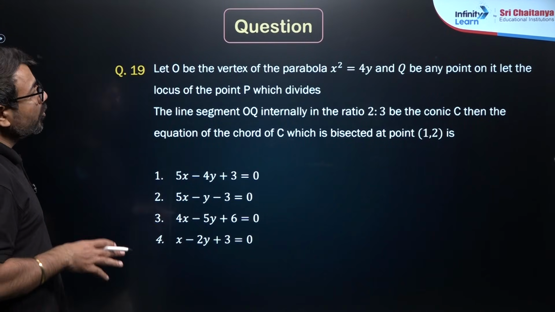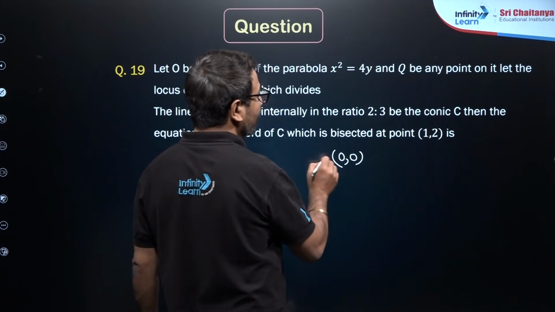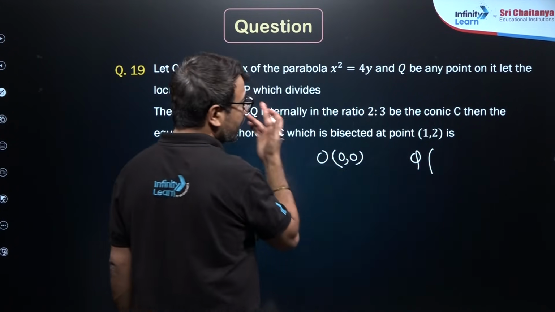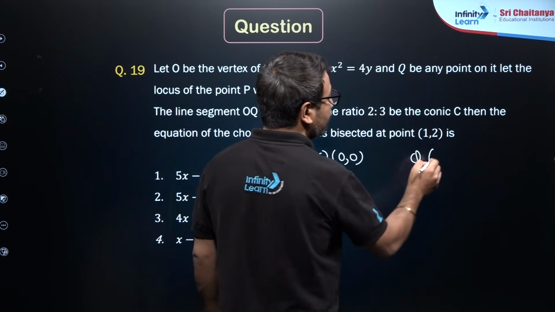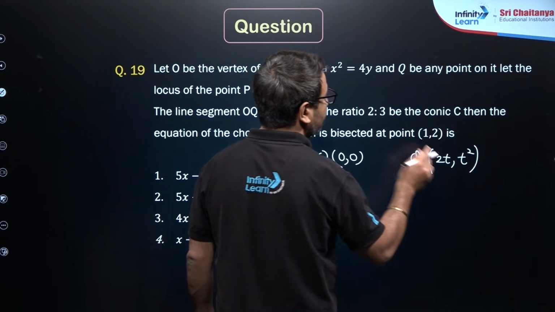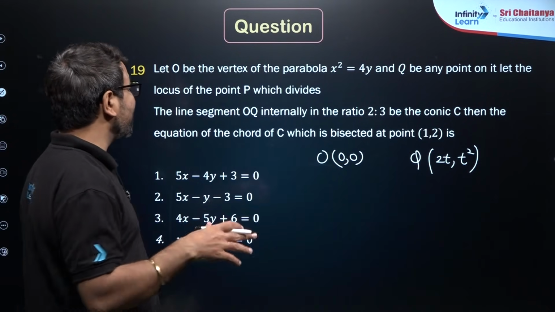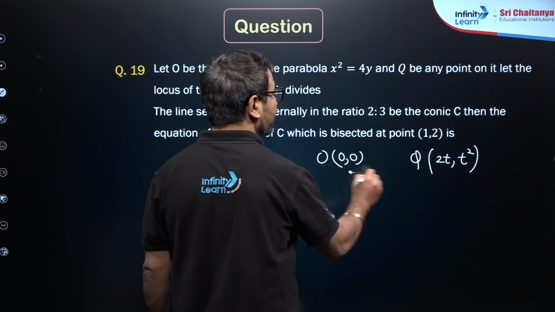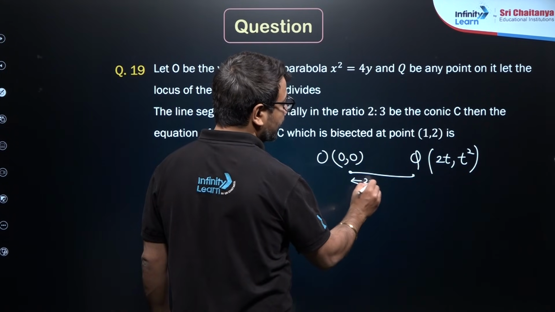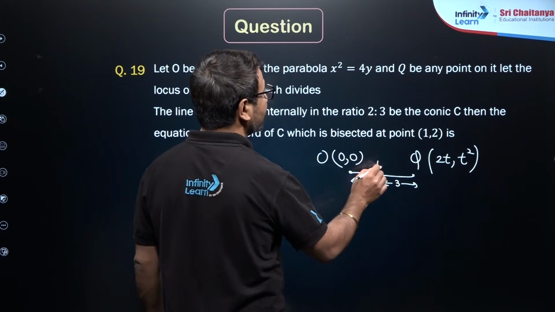Let's go ahead. O be the vertex of this parabola, so origin. Q be any point on this parabola. So that will be x square is equals to 4ay, so it will be 2t comma t square because a value is 1 over here. Let the locus of the point P which divides the line segment OQ internally in the ratio 2:3. So here it is 2 and here it is 3. So let's say this is a point P.